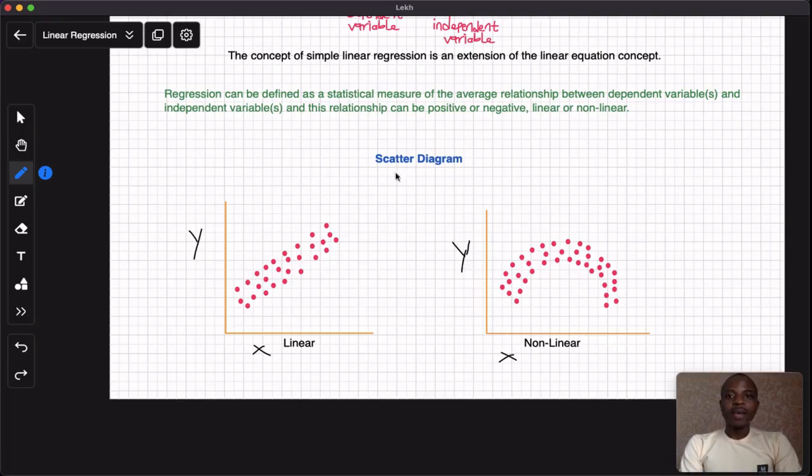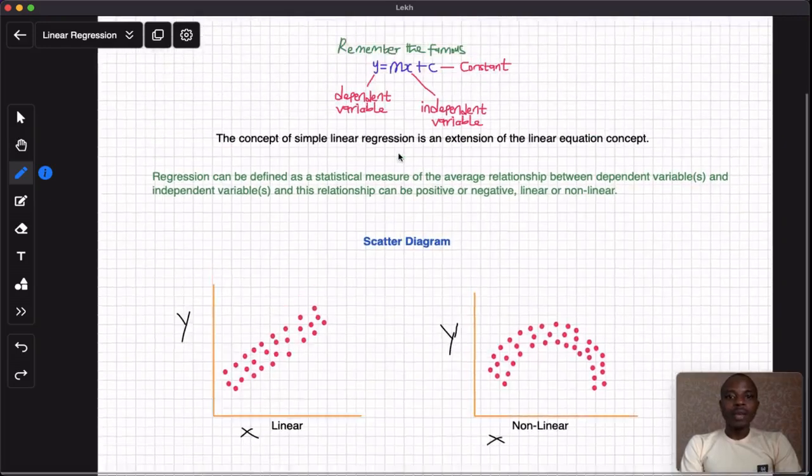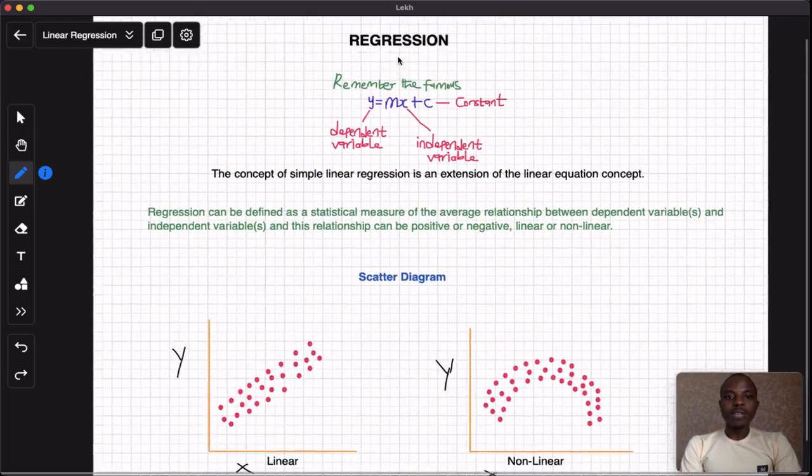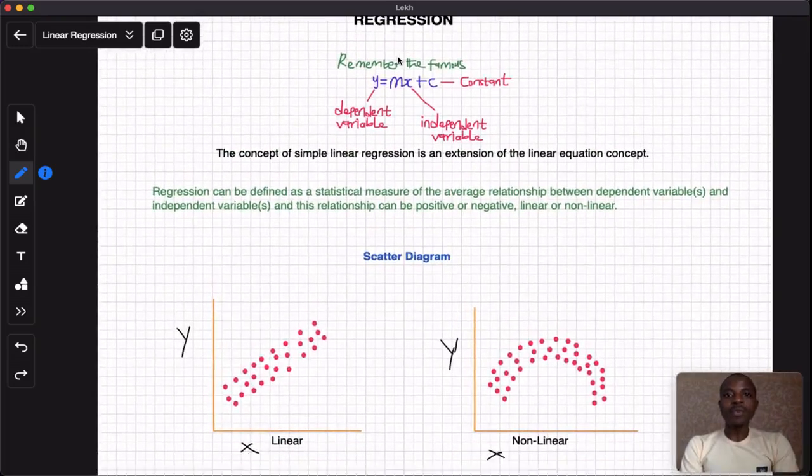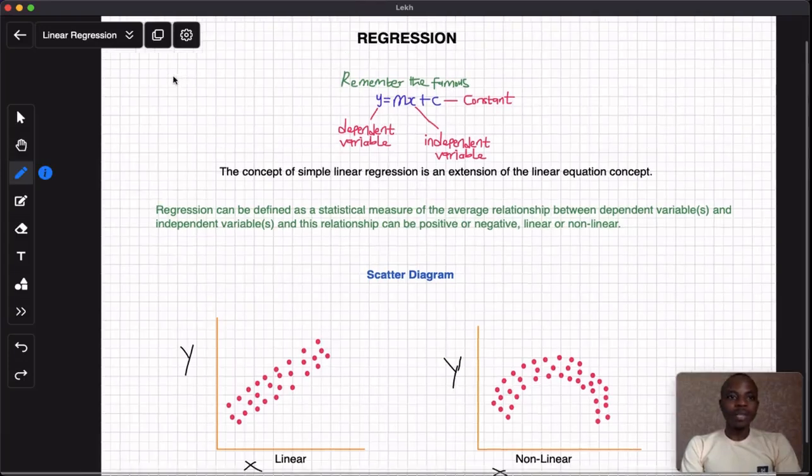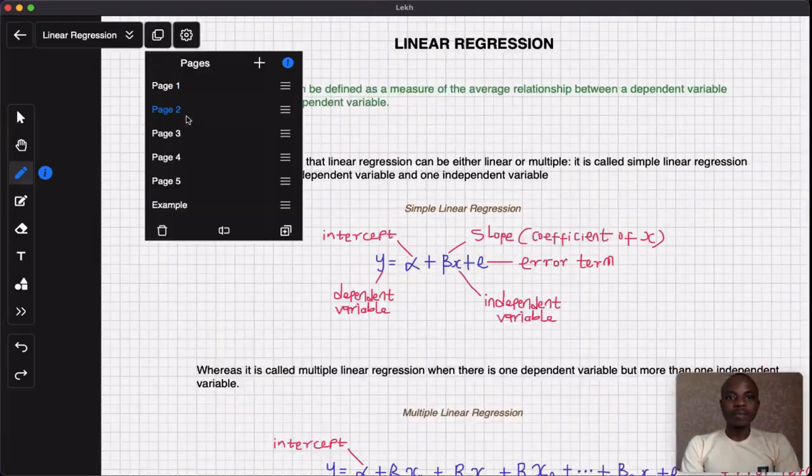All right. Now we can go on. So you have an idea of what regression is now. A relationship between two variables in such a way that they are related. It may be linear, it may not be linear. So let's go on. Let's look at linear regression.